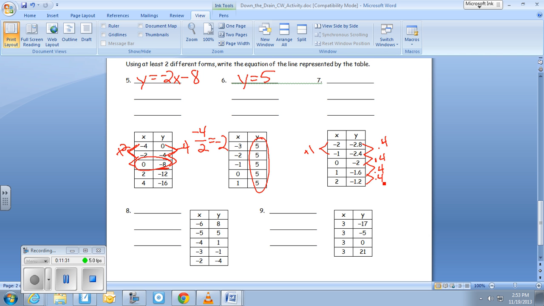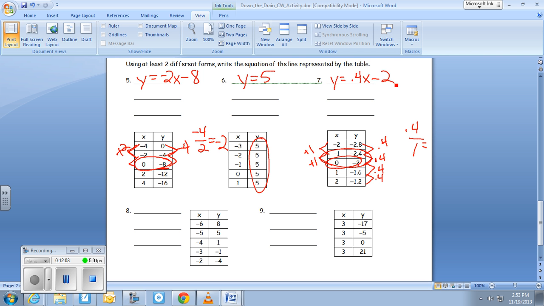Now, it's not always going to be the same increment from number to number. You just have to be consistent with the 2 points that you're using. Say I could use these 2 points right here and say the difference is 0.4 over 1. So 0.4 over 1, which leaves me with a slope of 0.4. So y equals 0.4x, and my y-intercept is at -2.